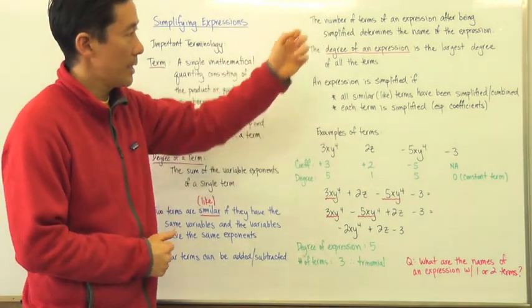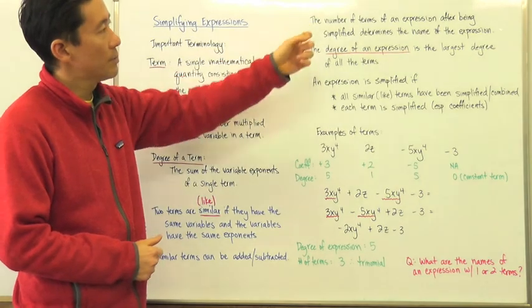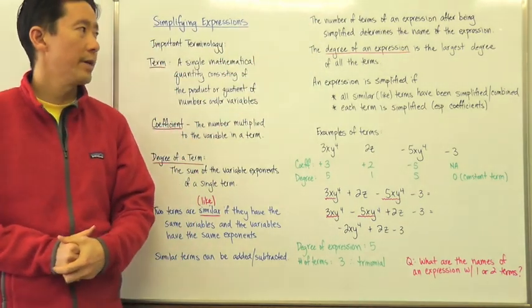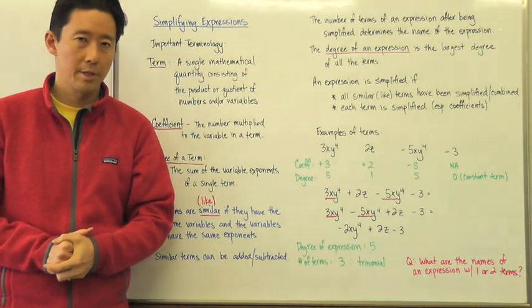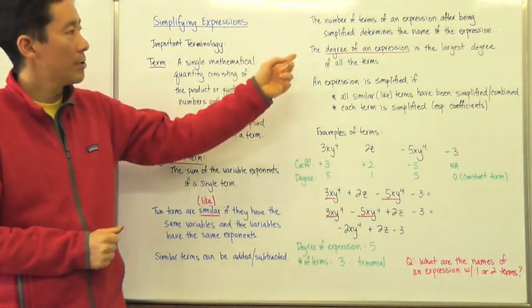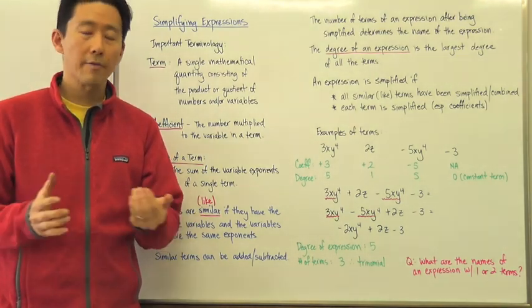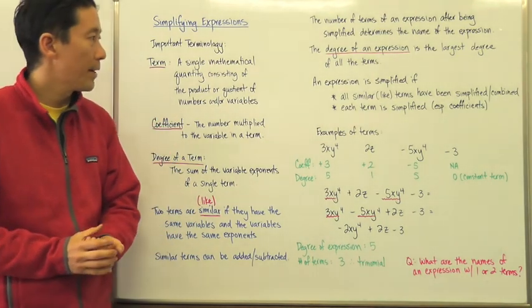Okay, so let's take a look at a couple of other things here as well. It says the number of terms of an expression after being simplified determines the name of the expression. Okay, we'll come across an example of that a little bit later. The degree of an expression is the largest degree of all the terms, and of course this is after everything has been simplified.